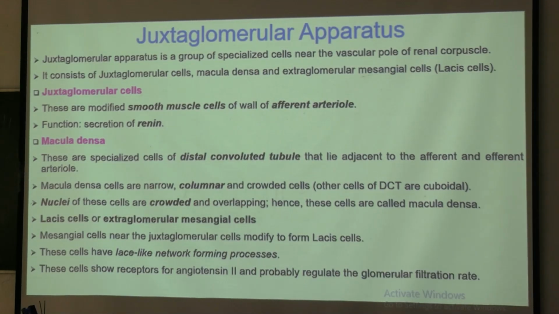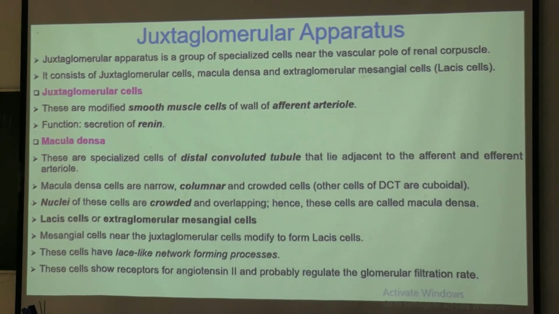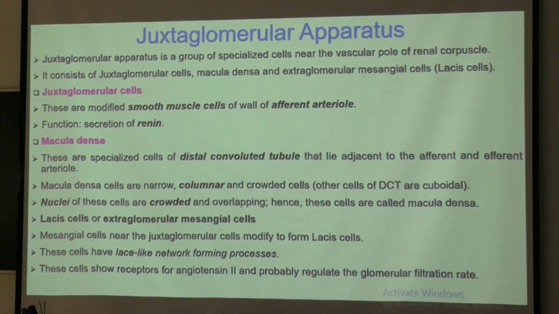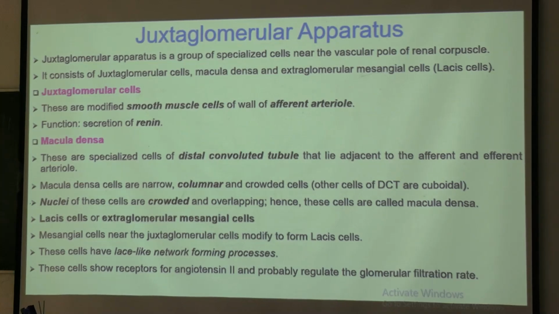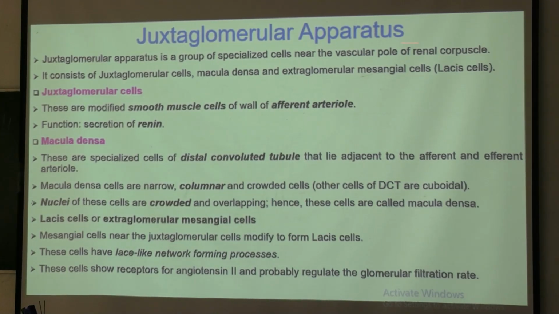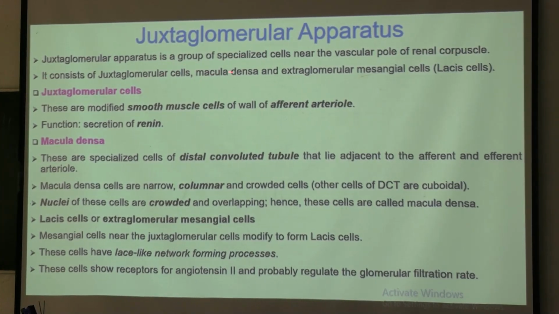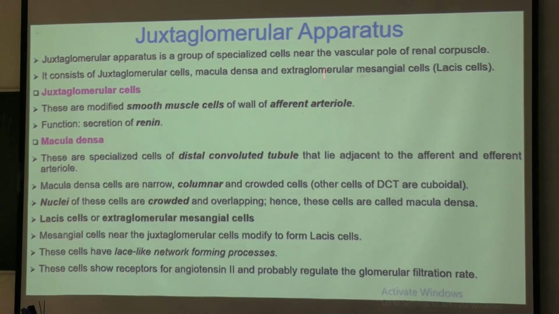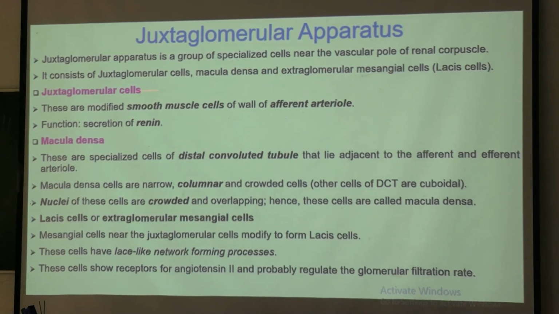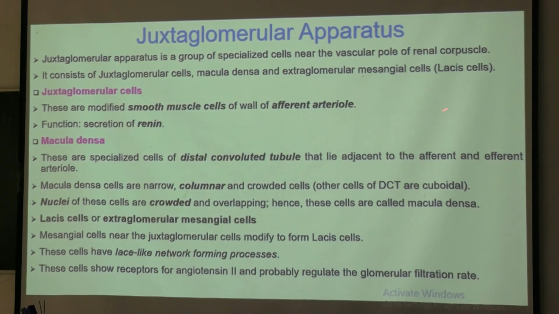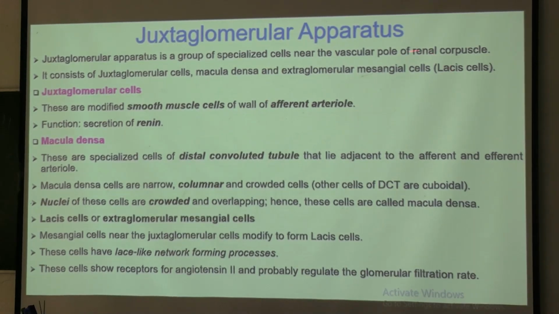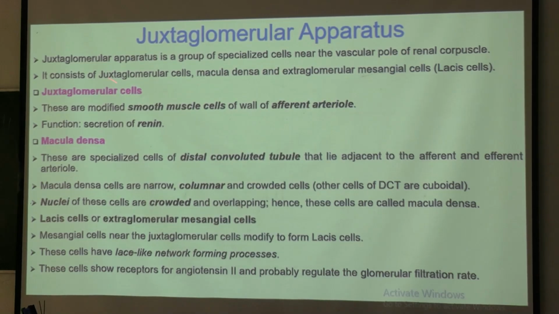This flow chart is also asked in your theory paper. Okay, this is how renin and angiotensin all together make up the renin angiotensin system. So the juxtaglomerular apparatus is a group of specialized cells near the vascular pole of the renal corpuscle. It consists of juxtaglomerular cells, macula densa, and extraglomerular mesangial cells or lacis cells.